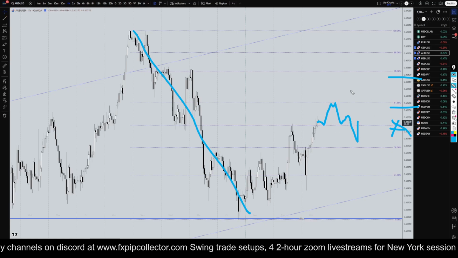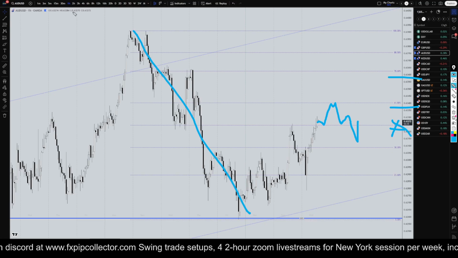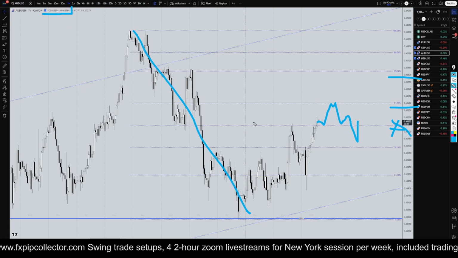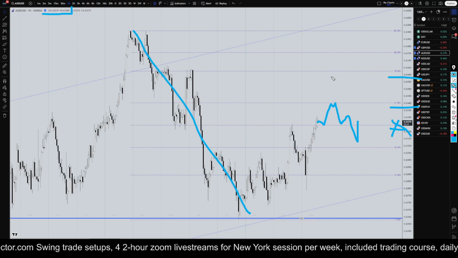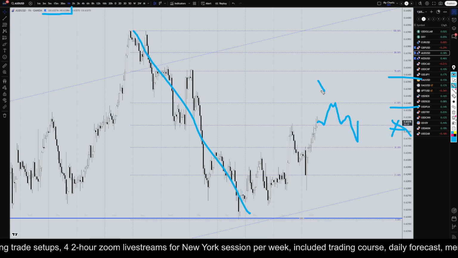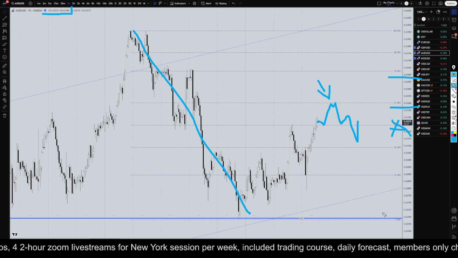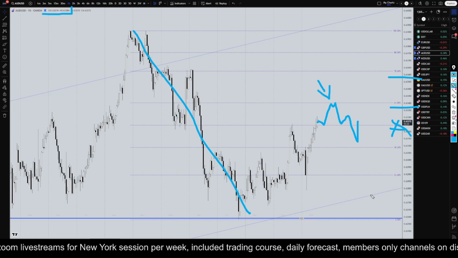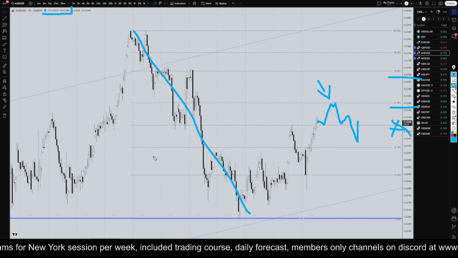So I'm definitely looking for shorts at Fibonacci levels. If you are trading the very short time frame, you could probably still be looking for longs. I'm not trading the very short time frame, so I am definitely waiting for Fibonacci bounces, and I'm waiting to go short again for potentially the continuation of the downtrend.